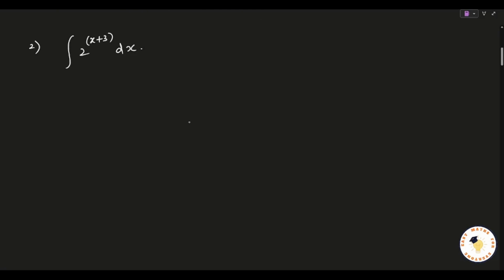Let us solve integral of 2 to the power of x plus 3 dx. First of all, we are going to use this law of exponents: a power m plus n can be written as a power m into a power n. After that, the theorem which we are going to use in this sum is integral k times f of x dx equal to k into integral of f of x dx.